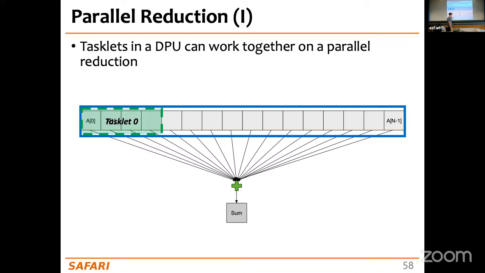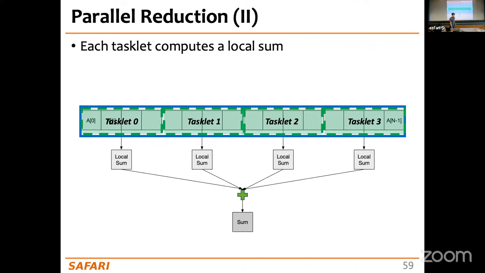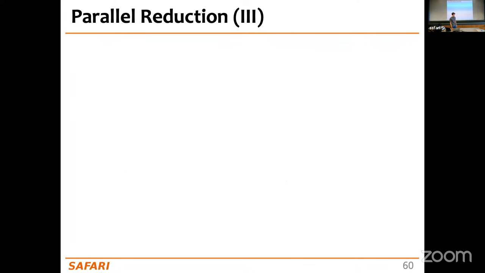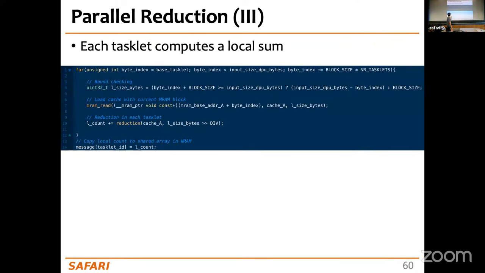One thing that we can do is divide the entire array onto as many DPUs as we have in the system, and inside each DPU, divide it for the different tasklets running on the same DPU. For example, here, four tasklets. Each of them gets their own part of the input, and they compute a local sum, and then they accumulate the local sum in the final result, right? We can implement this in different ways. The first part is easy, right? Because the first part is just about accumulating in the local sum.